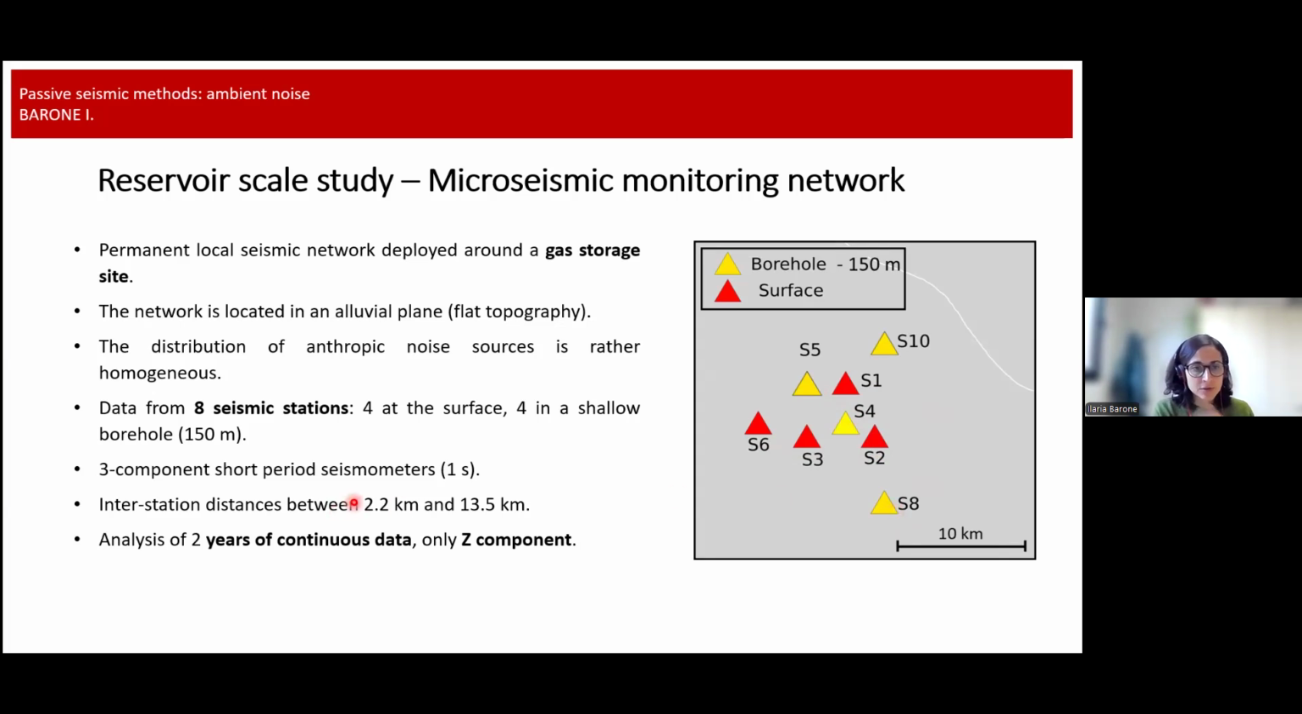The seismometers are 3-component short period seismometers. And just to give you an idea about the size of the network, the interstation distances span between 2.2 and 13.5 kilometers. We have analyzed in this case 2 years of continuous data, only the vertical component of motion.